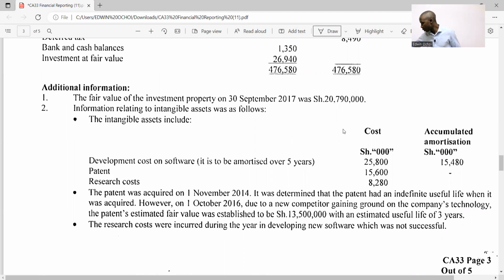So the increase is an income or an expense? The increase in the investment property, so that is an income.